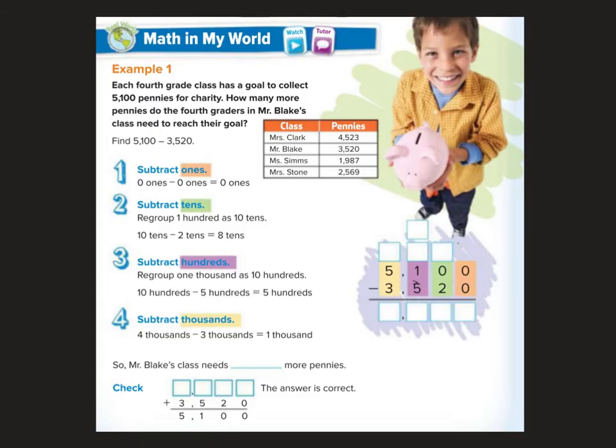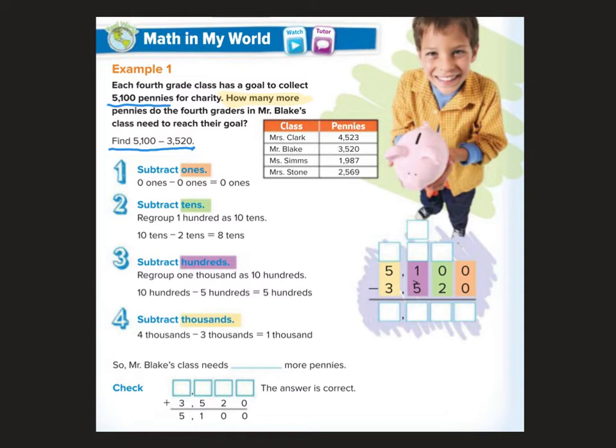All right, let's look at example 1. Each fourth grade class has a goal to collect 5,100 pennies for charity. How many more pennies do the fourth graders in Mr. Blake's class need to reach their goal? All right, so what we're going to do is we need to find 5,100 minus 3,520.